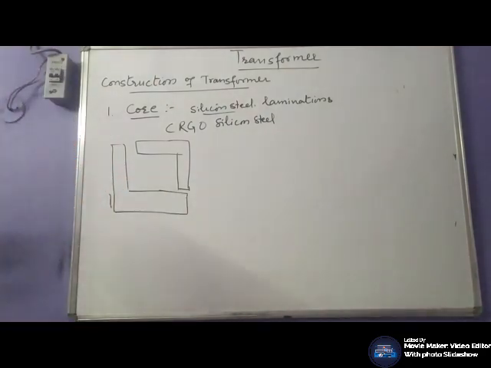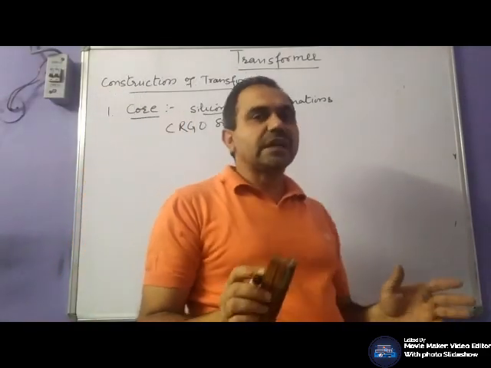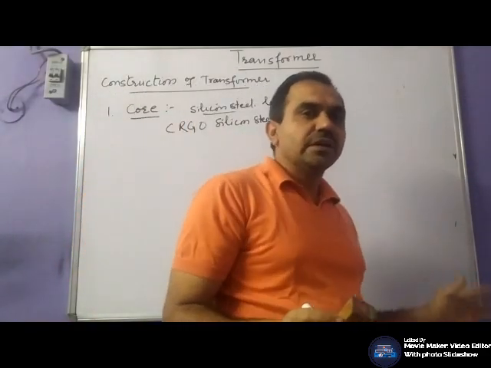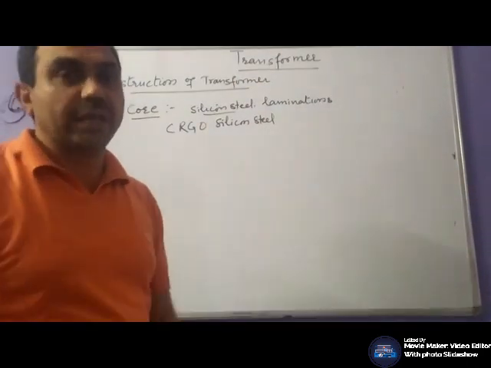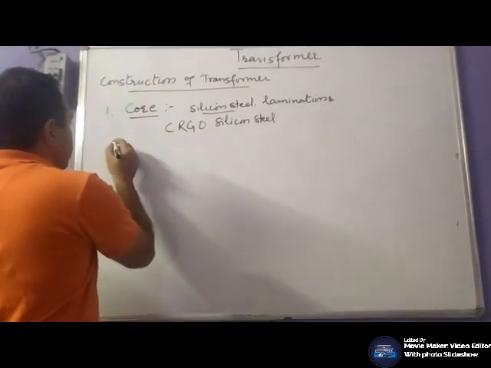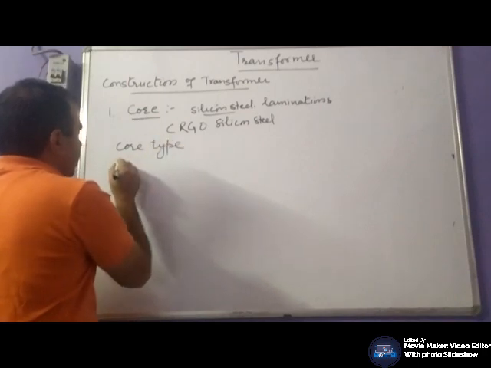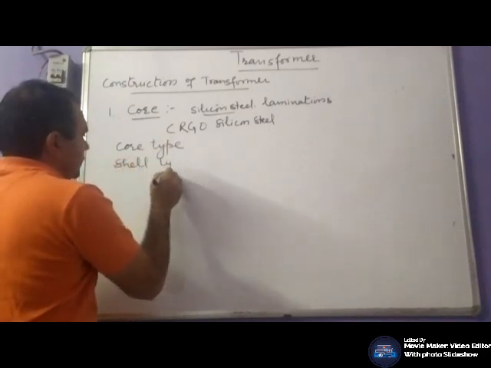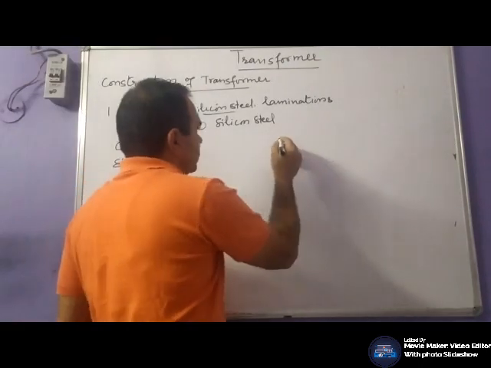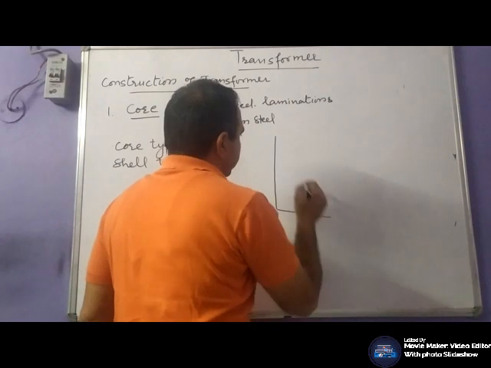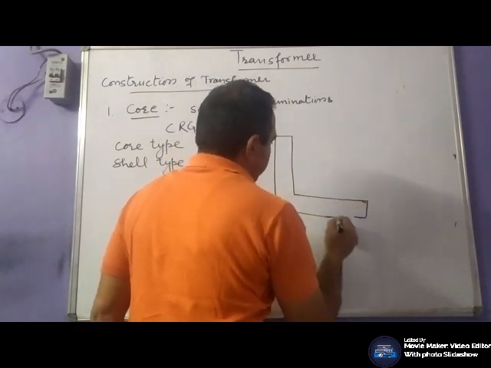So generally, on the basis of the construction of the core, whether it is a single phase transformer or three phase transformer, your transformer is of two types. One is core type, another is shell type. In a single phase core type transformer, generally we have L-shaped laminations which form a rectangular shape.